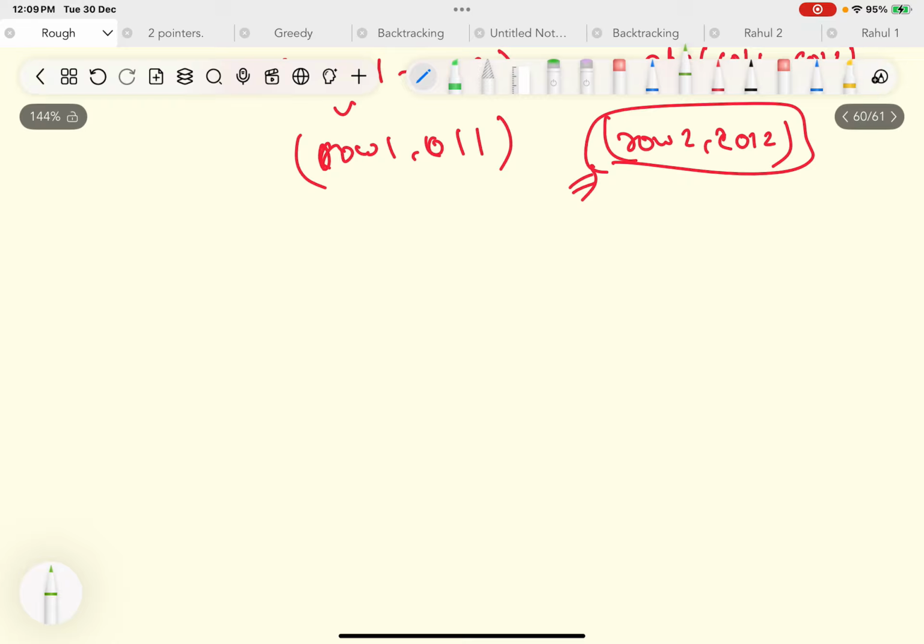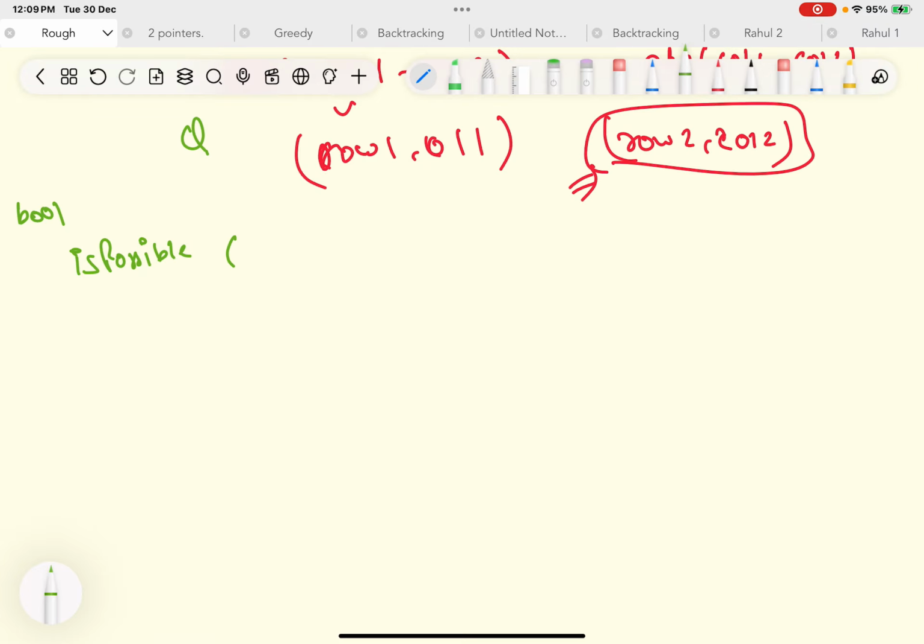So first we'll make a function, isPossible. Is possible is a function that returns true or false, depending on whether putting the queen at that position is possible or not.